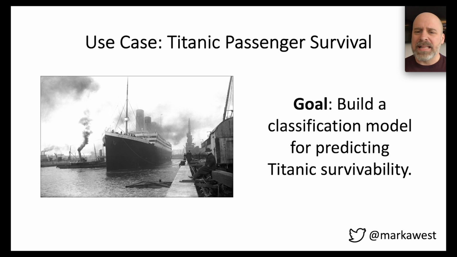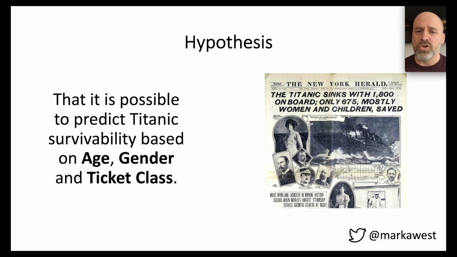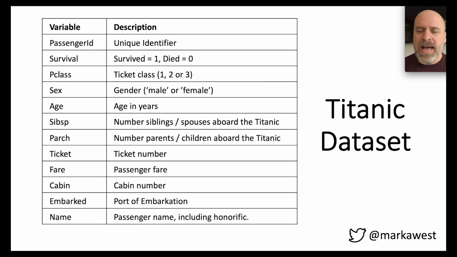I'm going to build a classification model for predicting Titanic survivability. So it's a predictive model using a decision tree. And my hypothesis is that you can predict Titanic survivability based on the age of the passenger, their gender, and their ticket class. And this is a data set.